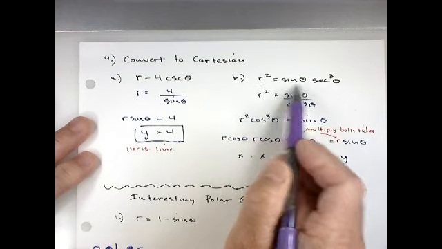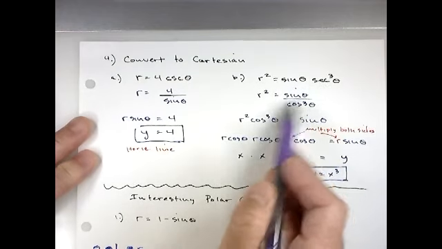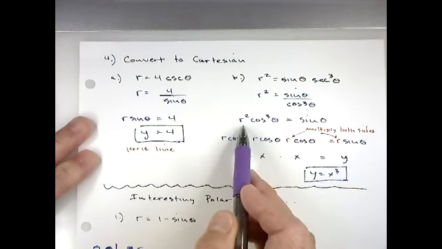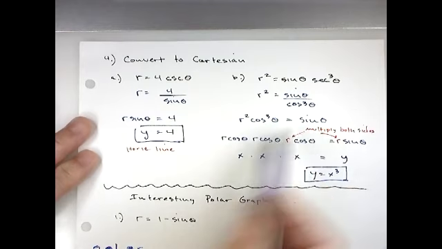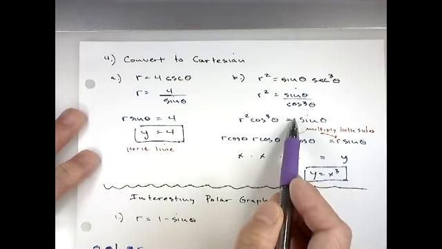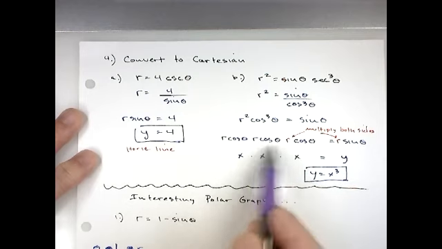r squared equals sine theta times secant cubed theta. Let's move the secant cubed. That's really 1 over cosine cubed. Multiply this over. r squared cosine cubed equals sine theta. And you're kind of always thinking about these conversions. If I see a sine theta there, if I had an r next to it, then I could change that into a y. So let's multiply both sides by r.